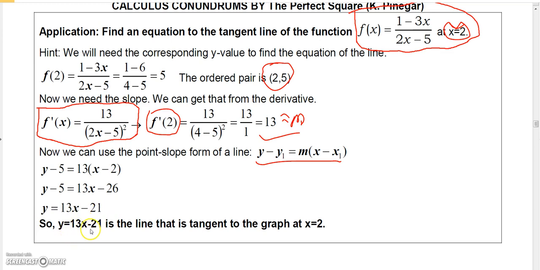So y equals 13x minus 21 is the line that is tangent to the graph of this function right here at the point where x equals 2. And that's pretty much all I have on that. Now I'll go ahead and move to the chain rule and general power rule next.